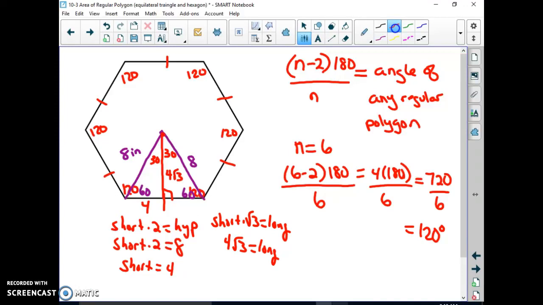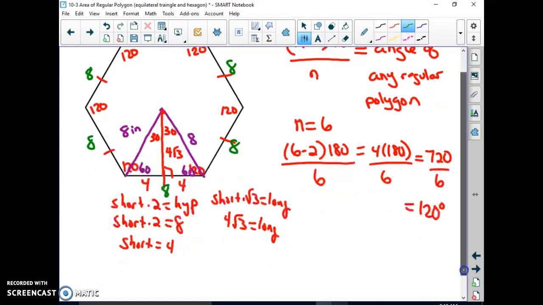Well, because these two triangles are congruent, when I drop this apothem down, it bisected this side, and that would be true for any regular polygon. So this is also 4. So the side of my hexagon is now 8, and so this is 8 all the way around my hexagon. Now I can find the area of my hexagon.